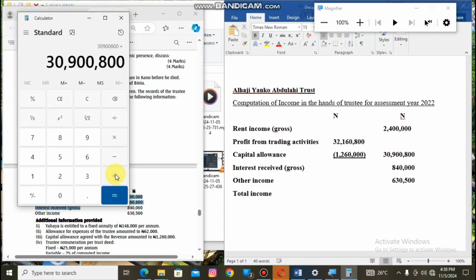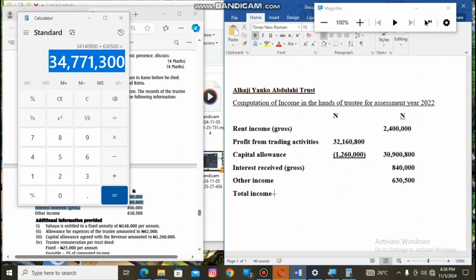So we already have this figure here, plus 2.4 million, which is the rent income. Then this 13,900 has been added already. 800 plus 840,000 plus 630,500. Total is 34 million. We just copy it from the calculator. So that total income is there. Okay? So these are total income.